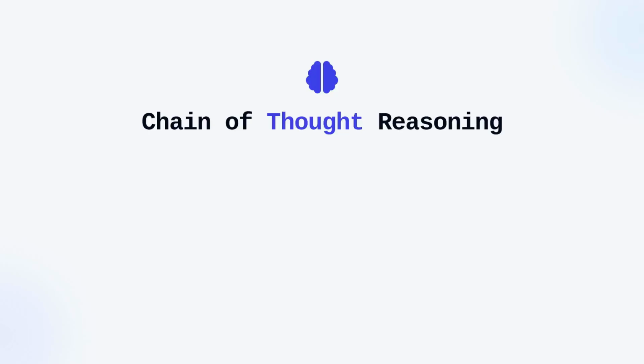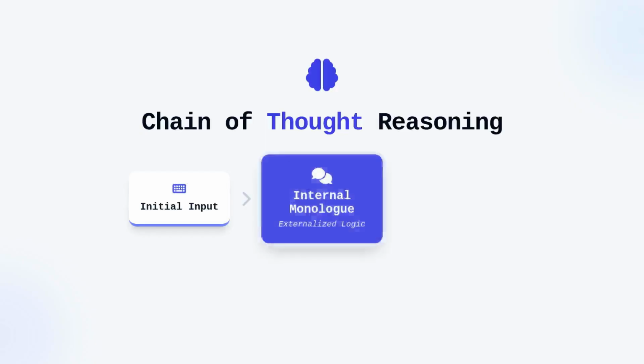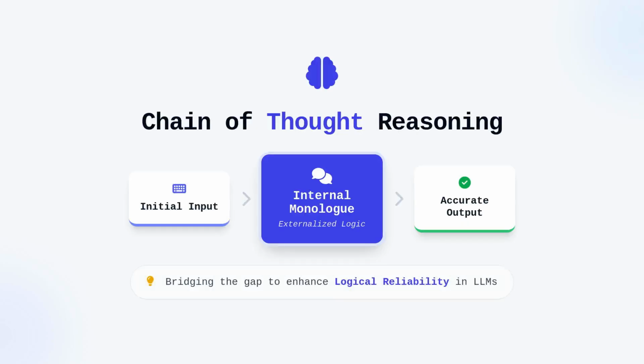Welcome to this session on chain of thought reasoning, a pivotal technique for enhancing the logical reliability of large language models. In this chapter, we will explore how forcing a model to externalize its internal monologue serves to bridge the gap between initial input and accurate output.